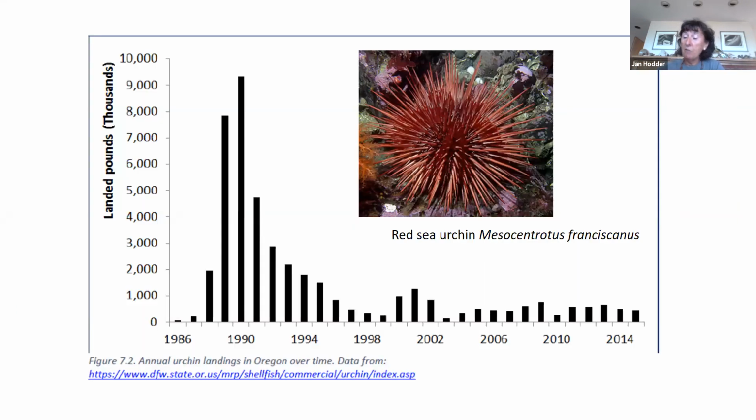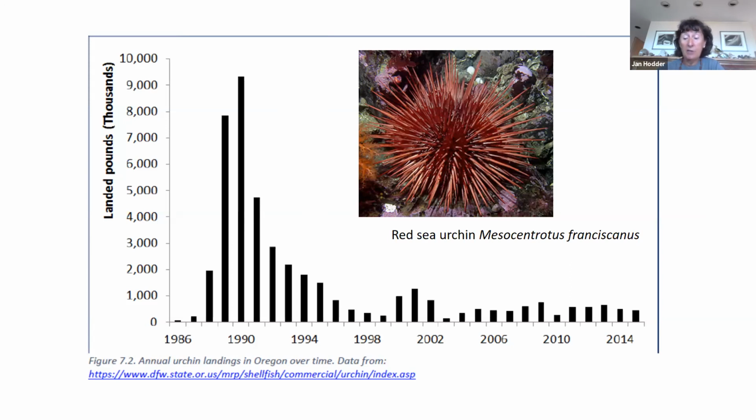Because Oregon has been devoid of sea otters for over a century, urchin populations have not been subject to otter predation, and numbers were unnaturally high. This allowed for a commercial harvest of red sea urchins, and the Oregon Department of Fish and Wildlife collects information on landings. This graph shows the annual urchin harvest from the beginning of the commercial fishery to the mid-2010s.